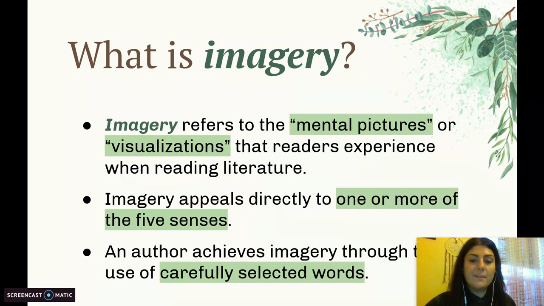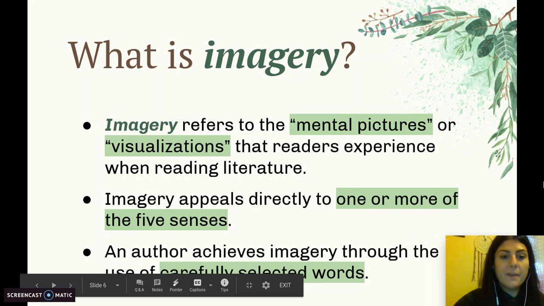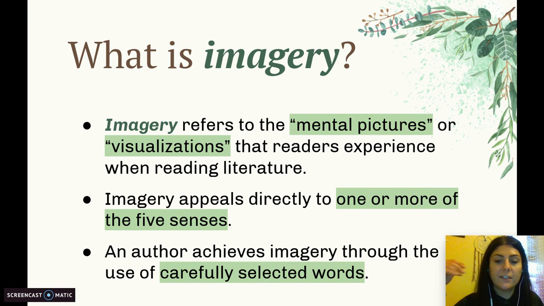So, what is imagery? This is kind of an example of what imagery is. Imagery refers to the mental pictures or visualizations that readers experience when reading literature. So, it is like a mental picture, a painting that goes on in someone's mind when they're reading a description. Imagery also appeals directly to one or more of the five senses.